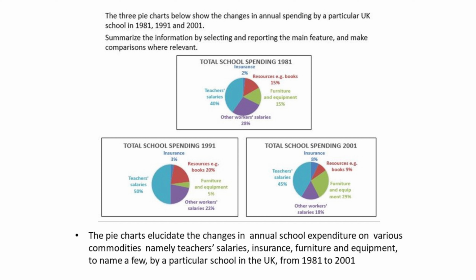Let's look at them. In place of show, I have used the verb elucidate. And the question statement says changes in annual spending, and for that I have used the phrase annual school expenditure on various commodities. Now, using namely is a very good idea, and please don't give all the commodities that have been mentioned. You can just name 1, 2 or 3 of them. And finally, rather than writing 1981, 1991 and 2001, I've used the phrase from 1981 to 2001. So this was all about the introduction.